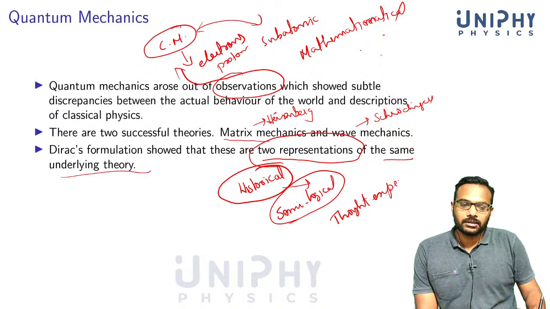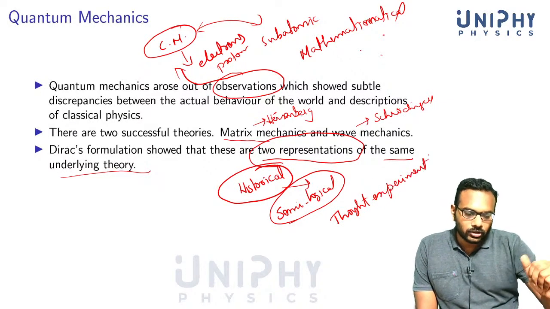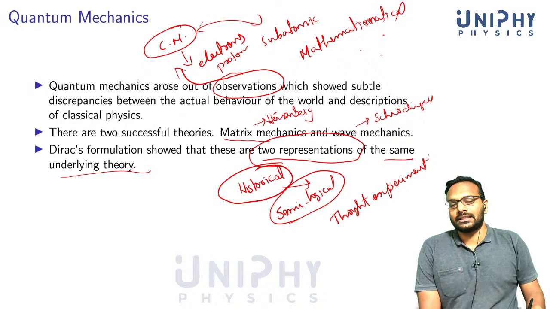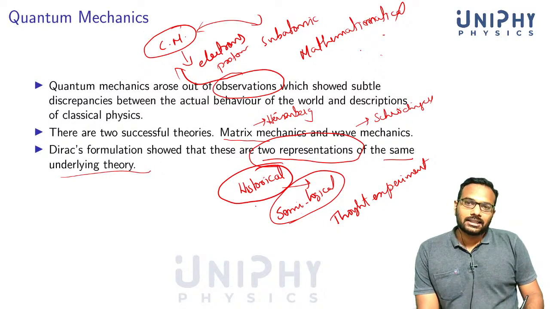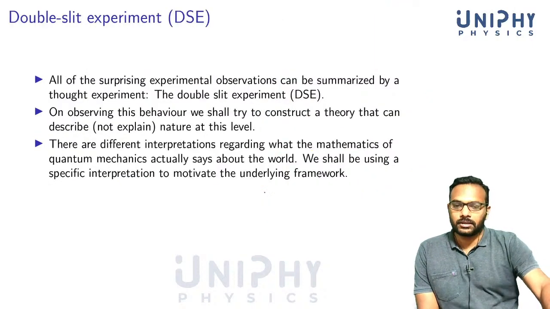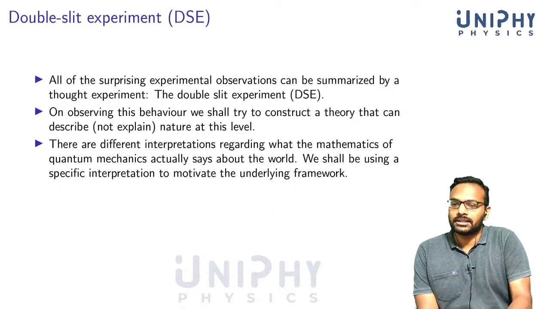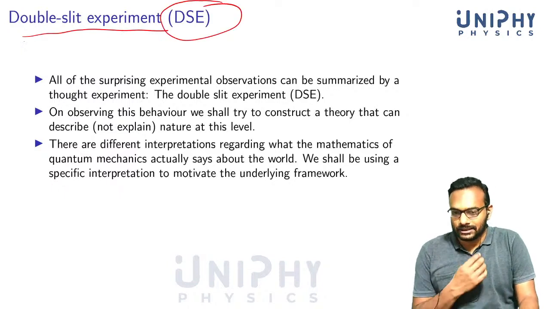We'll talk about a thought experiment that tells us how electrons behave in nature, or how an electron behaves in experiments, and then we'll pretend that we are constructing a mathematical framework that describes this kind of behavior. The thought experiment that I just mentioned is known as the double slit experiment. We'll shortly call it DSE.